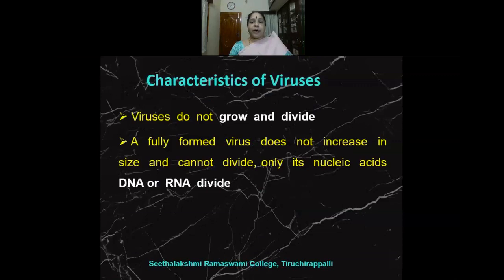Viruses do not grow and divide. Like we have seen earlier, the bacterial cell can grow and the bacterial cell can divide. Whereas here the viruses cannot divide. A fully formed virus does not increase in size and cannot divide, but only its nucleic acid, that is the DNA or the RNA present in the virus, is capable of division.